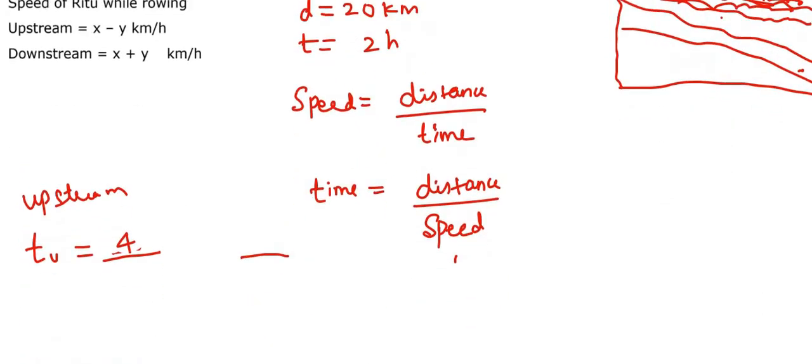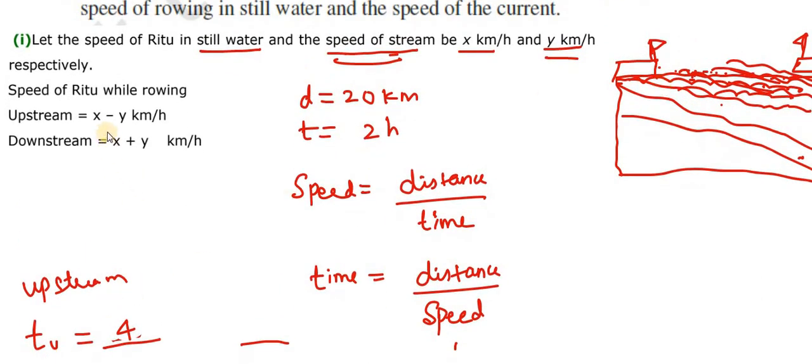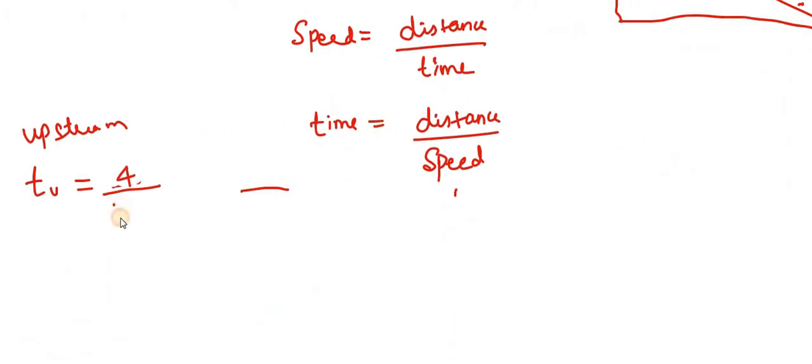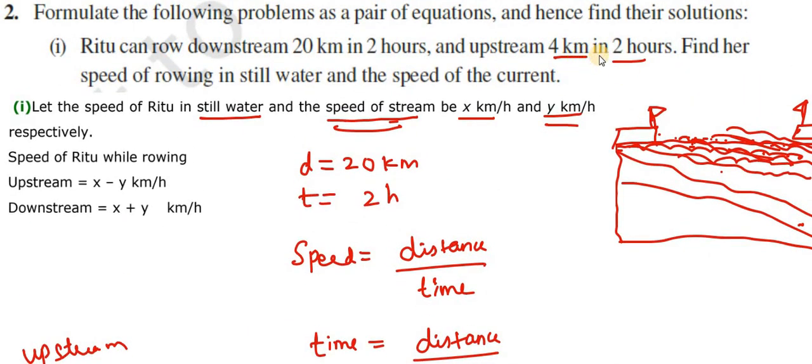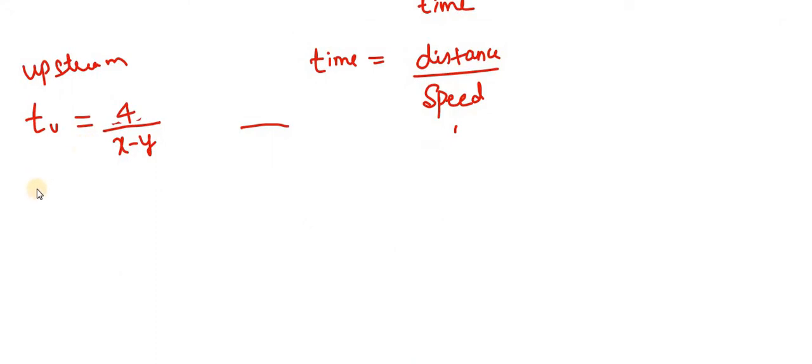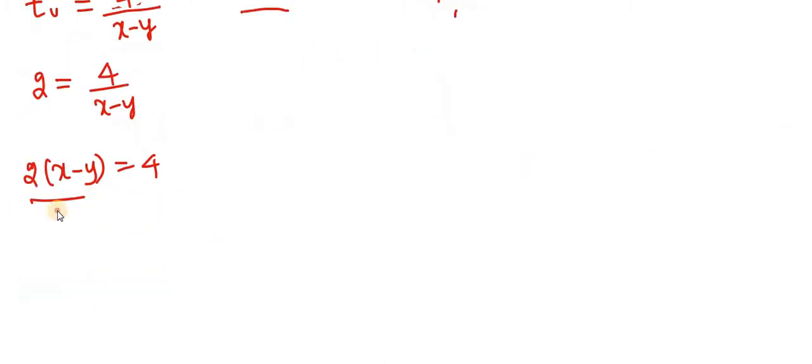And what is the speed? While coming from the upstream, speed is x minus y. What is the time she took? She took the time of 2 hours. So therefore here it is 2. So 2 is equal to 4 divided by x minus y. Now simplify: 2 into x minus y is equal to 4. Now divide by 2 on both sides, 2 and 2 get cancelled. So x minus y is equal to 2. Call this equation 1.